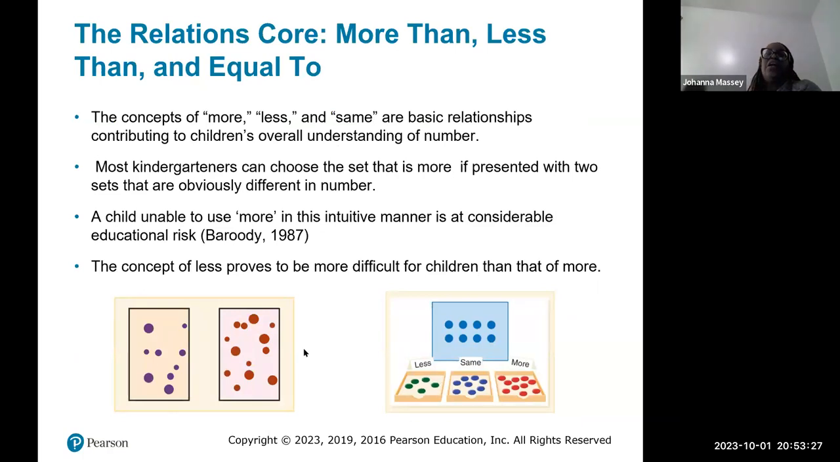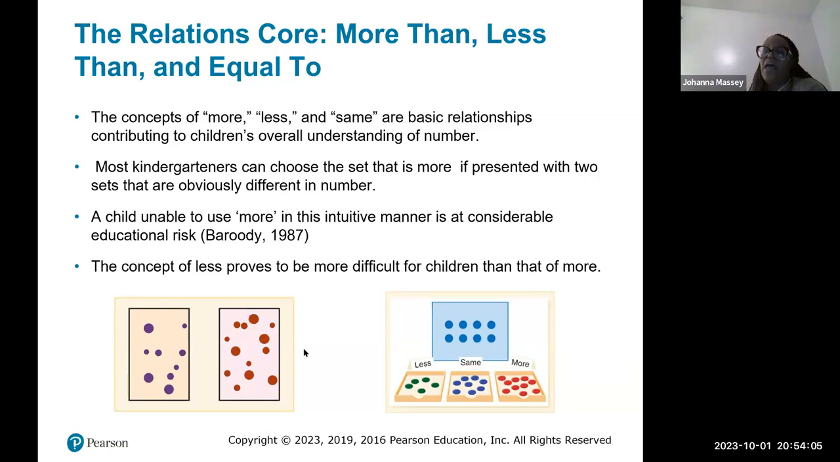Now, we're coming to the next core, and that's the relation core. So you have the number core and the relation core. The number core has 4 parts to it. It has quantity, counting, and cardinality. Oh, I forget cardinality. Anyway, here are some things you could do. You're looking at more than, less than, and equal to. The concepts of more, less, and same.